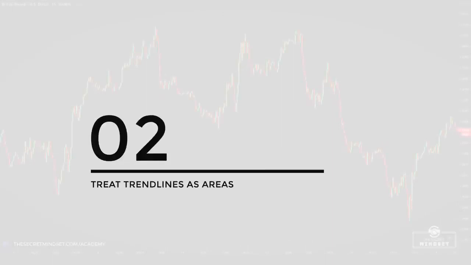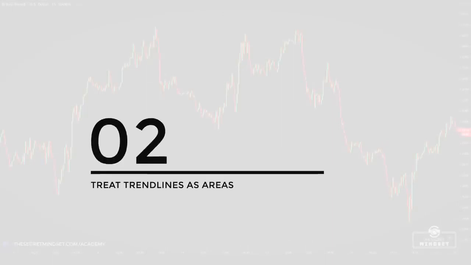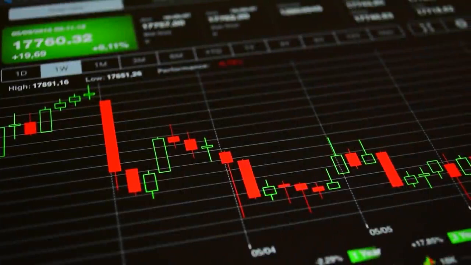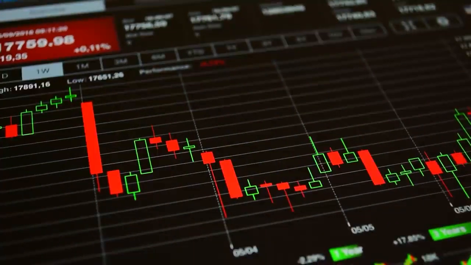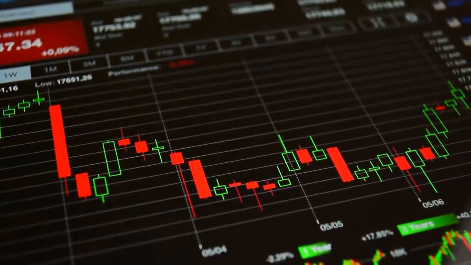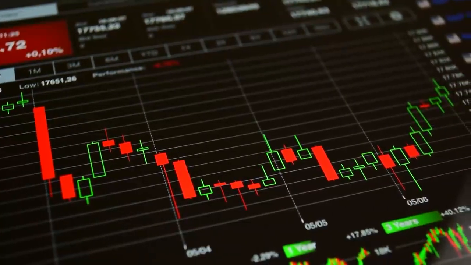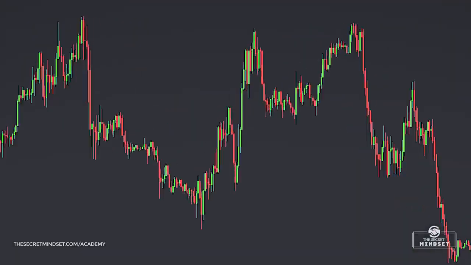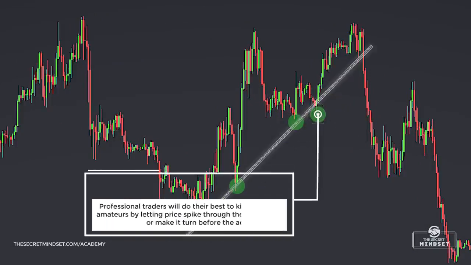Second rule, treat trend lines as areas. Price is a very dynamic concept, and volatility and momentum can affect price moves in a significant way. This is especially true when we look at trend lines. When traders are trying to place a trade at a very obvious price level, the professional traders know this, and they will do their best to kick out the amateurs by letting the price spike through the level or make it turn before the actual level.